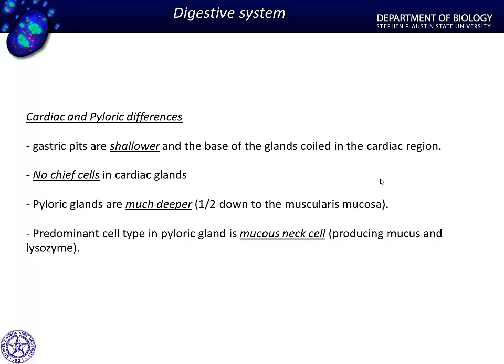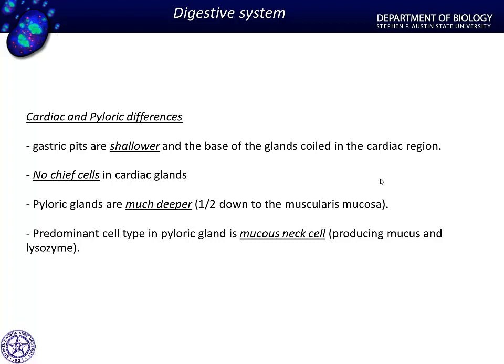Now, before we get any deeper, we're going to look at the differences, and the difference is largely between cardiac, fundic, and pylorus. Here's some generalities. When we look at our gastric pits in the cardiac region, they are going to be shallower and the base of the glands are going to be coiled. In the pyloric region, they're going to be much deeper. They may go halfway down to the muscularis mucosa. Now, in cardiac glands, we're not going to have any chief cells, and we're not pumping out the hydrochloric acid there very much.